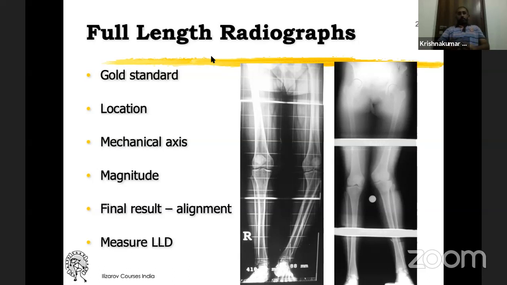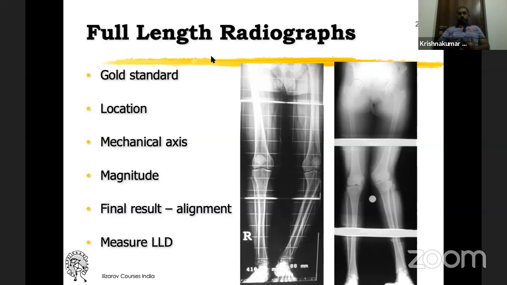The pelvis should be squared. So these are the basic things that you have to take care of when you are taking a full-length radiograph. And the most important thing is the patella should be facing dead forward. So a squared pelvis, patella at the center, the distance between the X-ray tube and the subject should be 10 feet, and the beam should be centered at the knee joint.